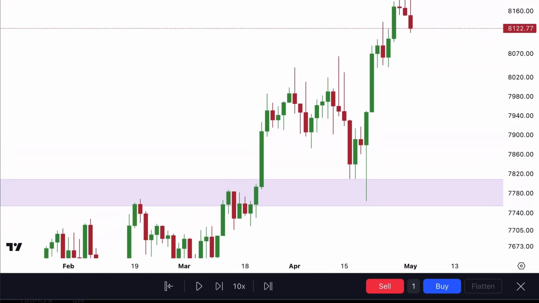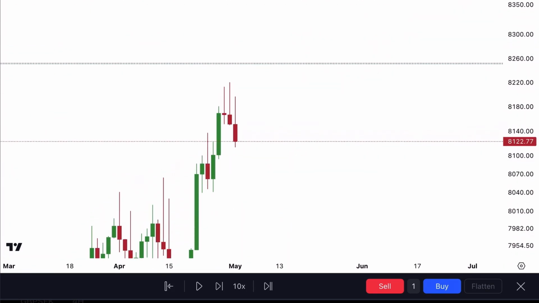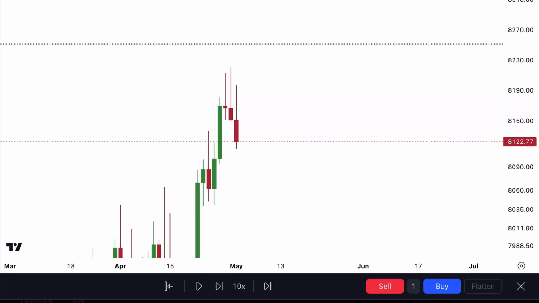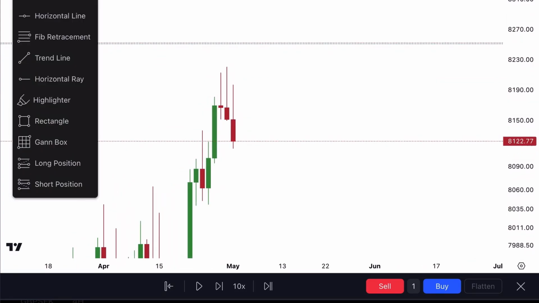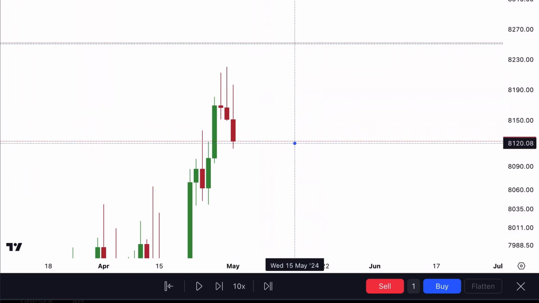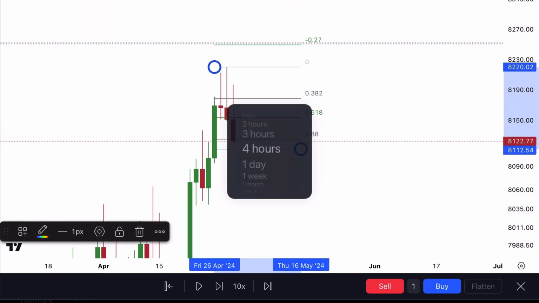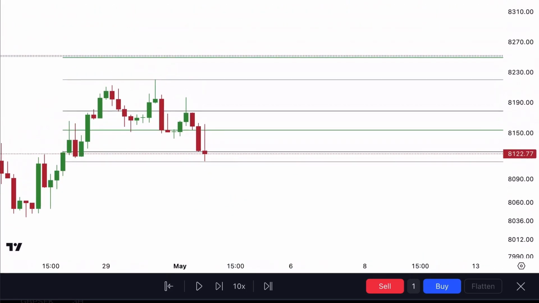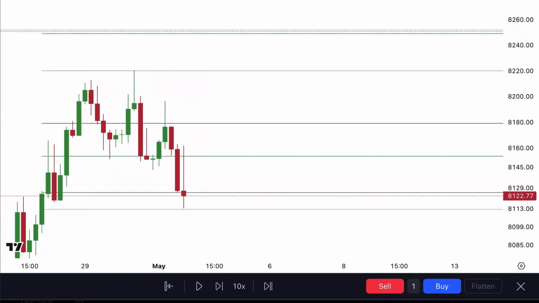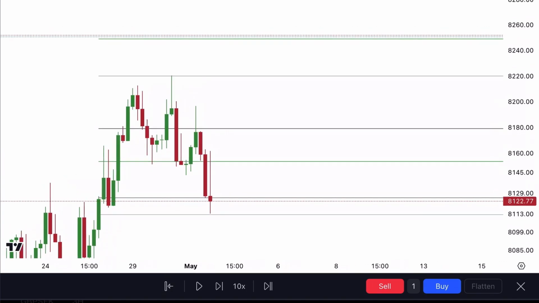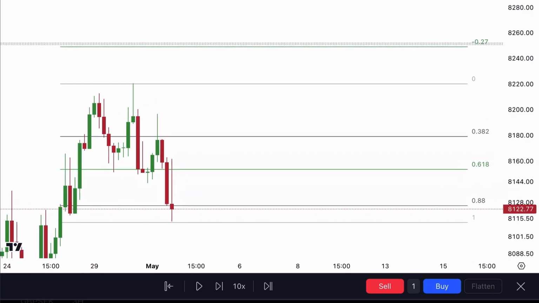On the daily time frame, we will draw our Fibonacci in the opposite direction of the retracement to measure the distance of the new impulse. On the 4 hour, we will be looking for a break of the 61 level, followed by a retest to get us into the trade, and then we can ride it all the way to TP.